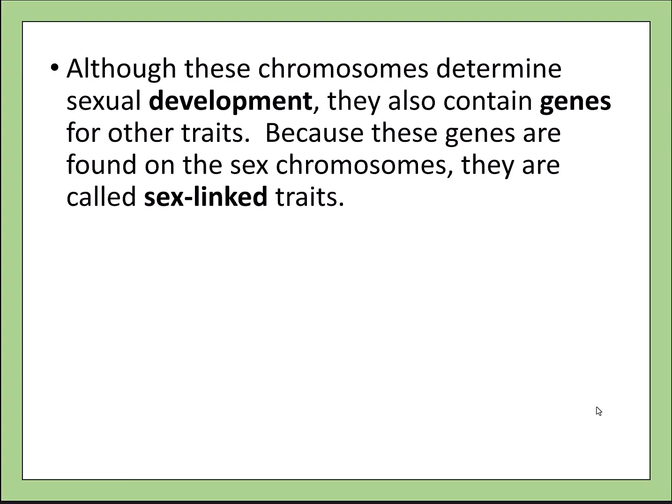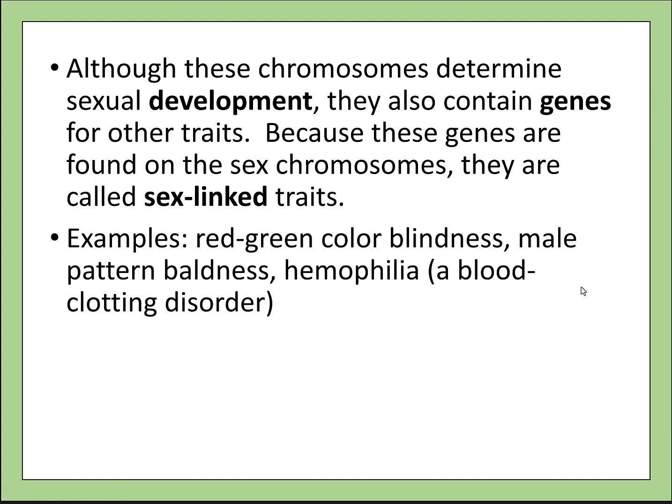Although these chromosomes determine sexual development, they also contain genes for other traits. So they don't just determine biological sex. They also have genes for a variety of other traits. Because those genes are found on the sex chromosomes, though, they are called sex-linked traits. So they are linked to the sex chromosomes, and so they travel based on sex chromosomes. Examples of these traits include red-green color blindness, male pattern baldness, and hemophilia, which is a blood clotting disorder.